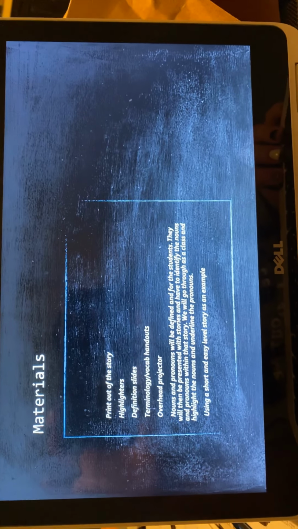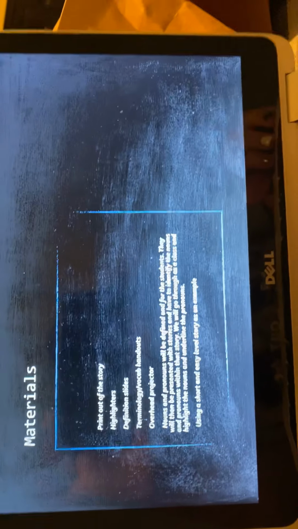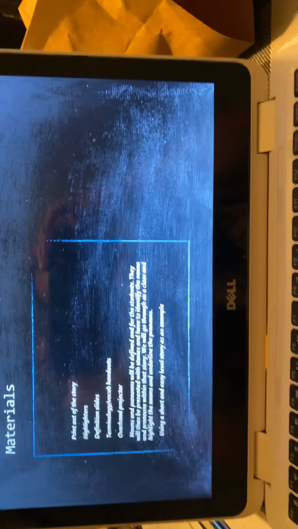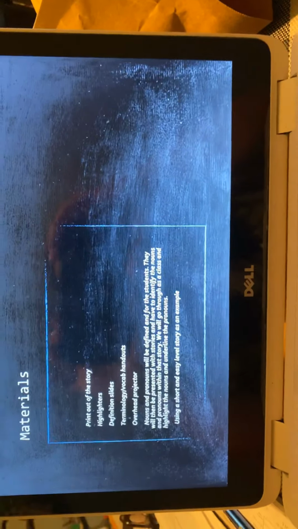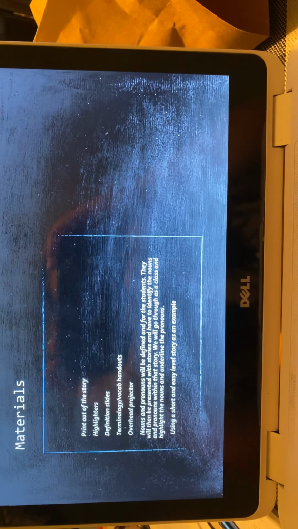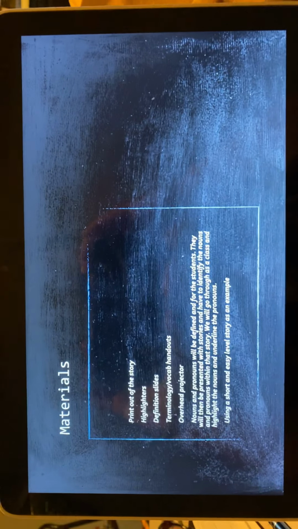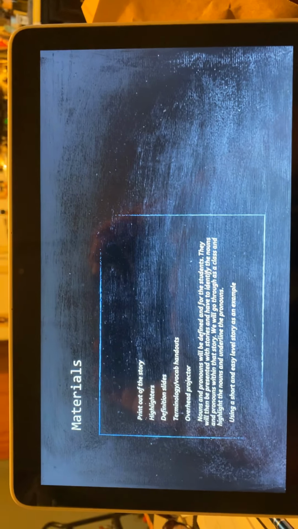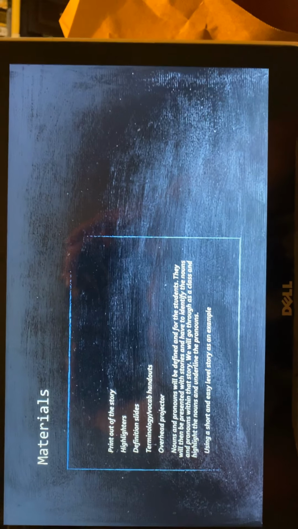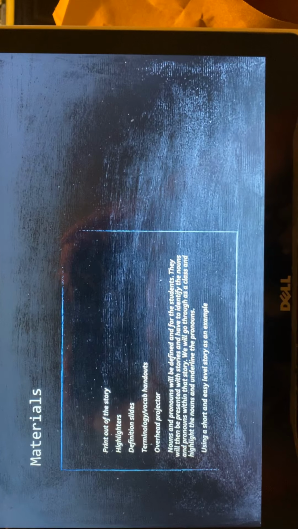So I'd print out the story for all of them. We'd use highlighters. I have my definition slides presented on here, and my terminology and vocab would be just the slides that I have in handout form. And then obviously I would use my overhead projector, or if it was a pretty small group, I could print off my own materials the same as theirs and go through on a bigger scale and show them my example as they follow along.